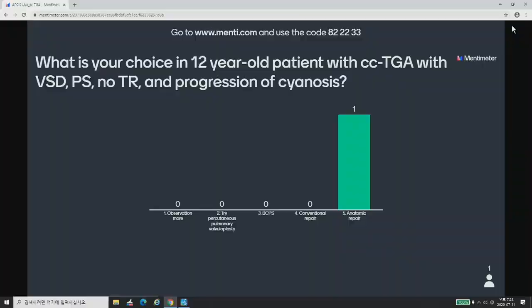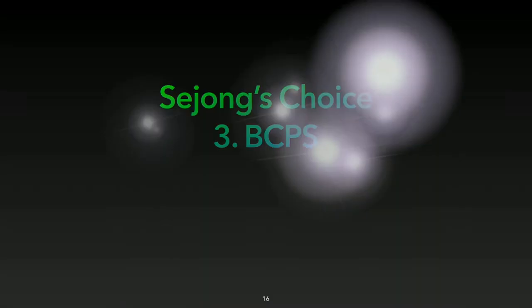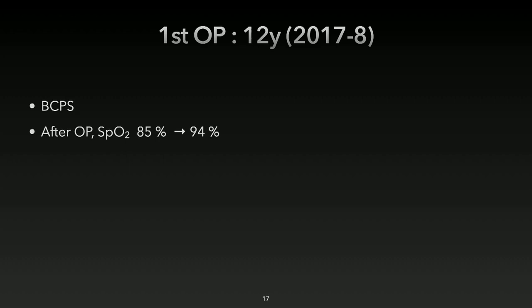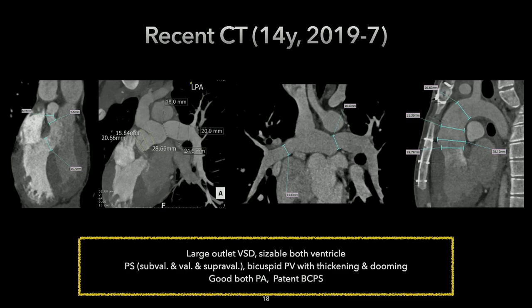Okay, please show us the Sejong's choice. Yeah, our choice was BCPS. BCPS was done at the age of 12 years. After the operation, saturation increased from 85% to 94%. This patient has a mental problem, and we had some events during follow-up. This is the follow-up CT scan. It also shows a large outlet VSD, good size of both ventricles and both PAs, a patent BCPS, and severe pulmonary stenosis.